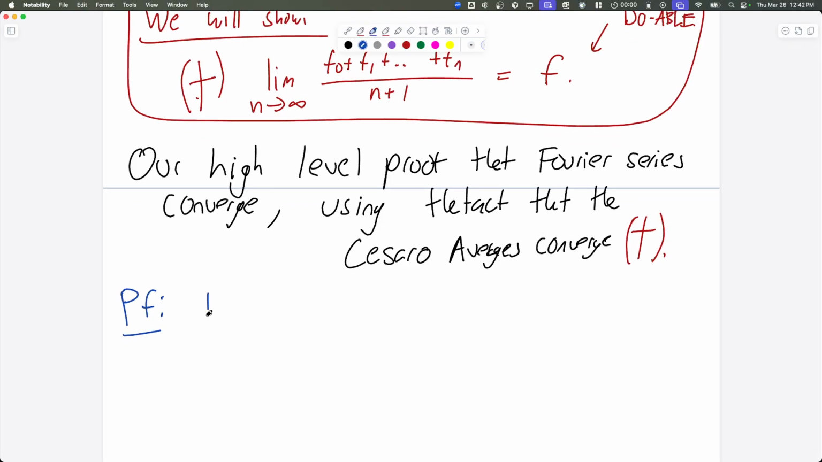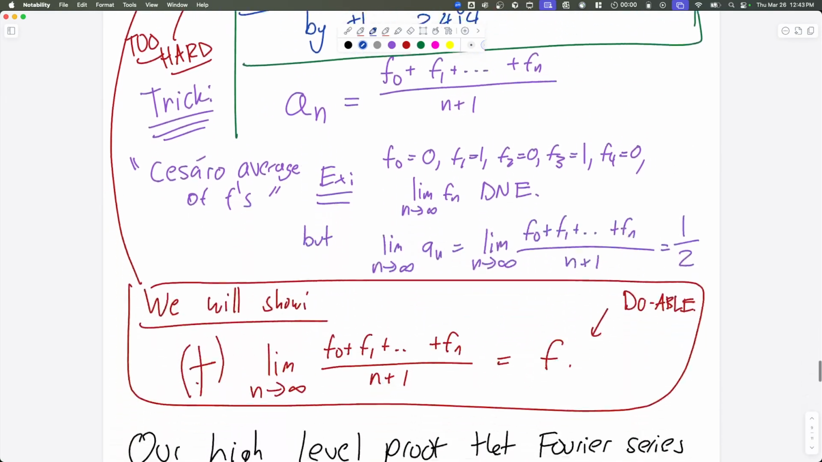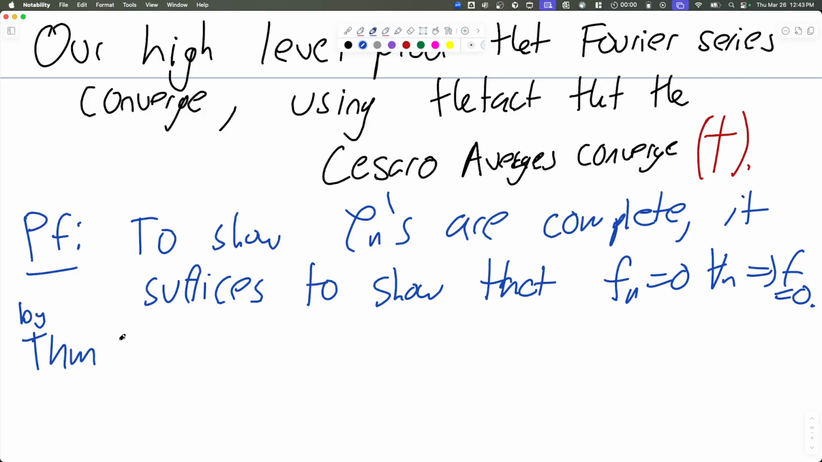We will show the phi n's are complete. It suffices to show that fn equals 0 for all n implies f equals 0. And that was the theorem from before, theorem 3.4.14. By theorem 3.4.14, to show something is complete, it's enough to show that whenever the coefficients are all 0, the function must be 0.